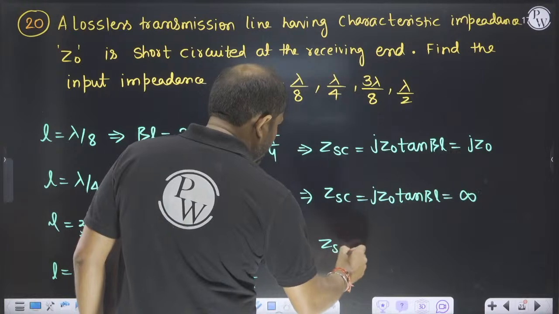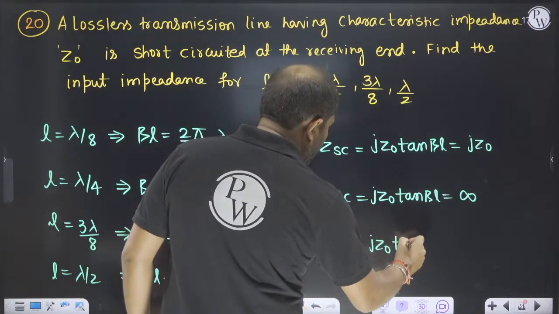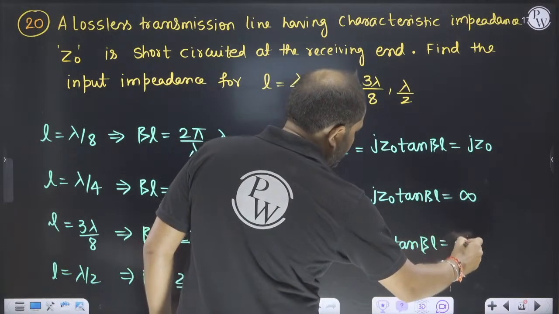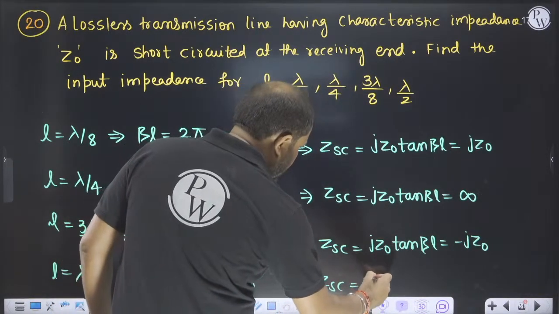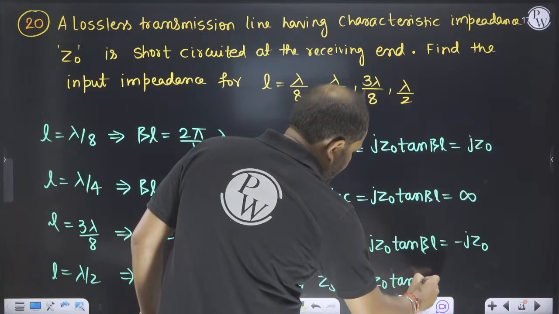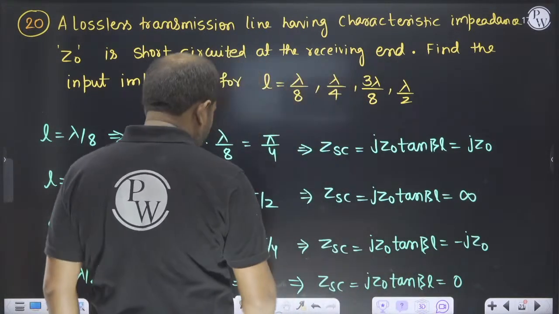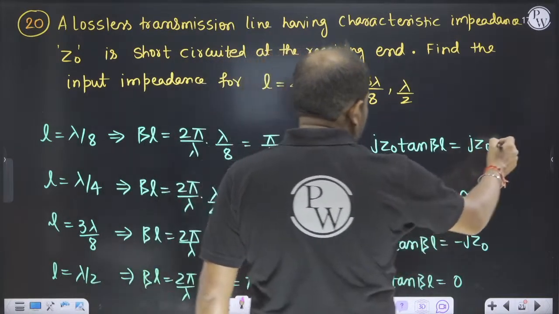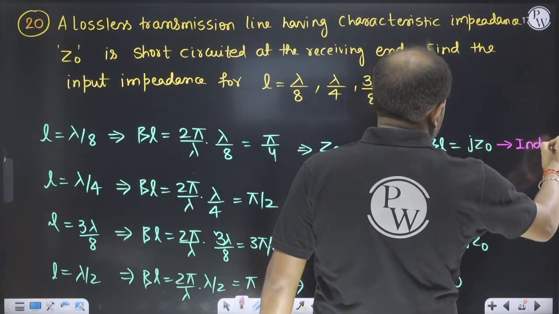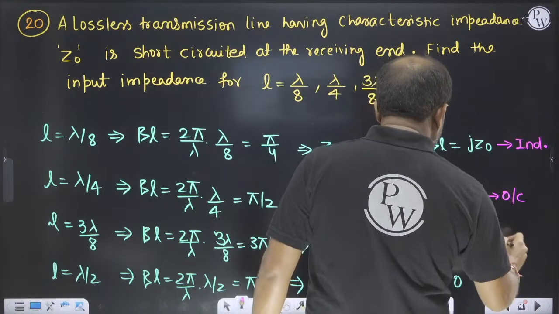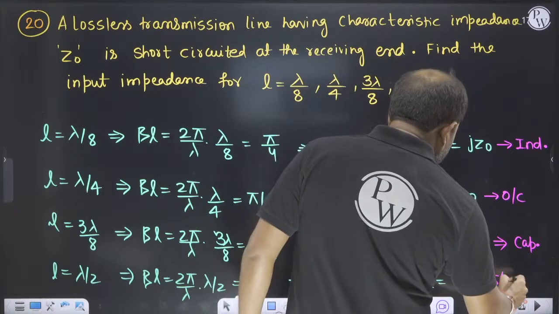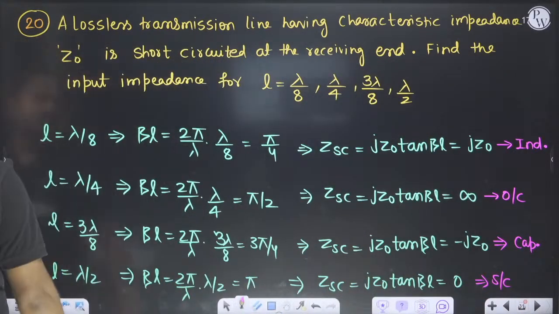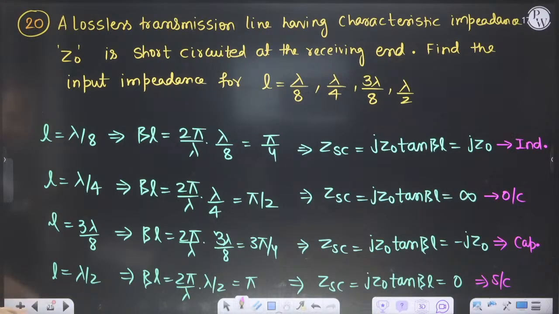Here ZSC, J Z naught tan beta L at 3 pi by 4, that means minus 1. And at pi, it will be 0. So the first one is inductive, the second one is open circuit, the third one is capacitive, and the fourth one is short circuit. So our answer will be inductive, open circuit, capacitive, and short circuit. Next question.